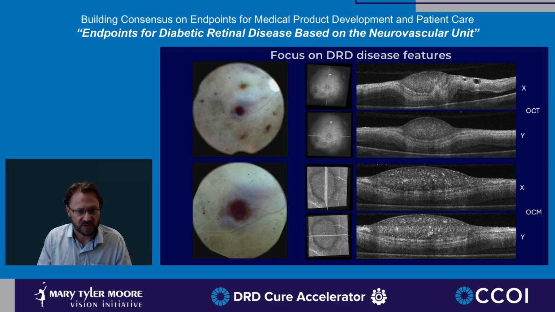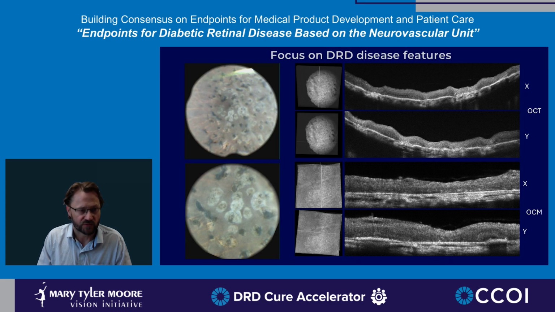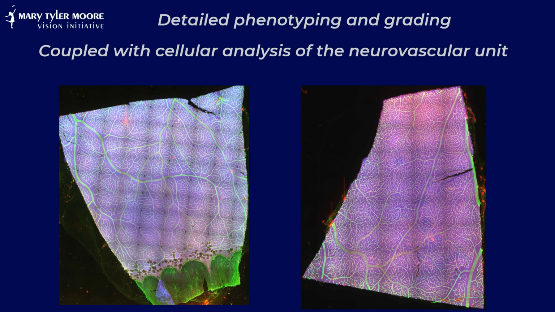As I mentioned, this is a hemorrhage, but we can do that for all sorts of presentations, all the way to laser scar formation and looking at the neurovascular unit around those different features. From there, what we want to do is couple those images with cellular analysis of the neurovascular unit.